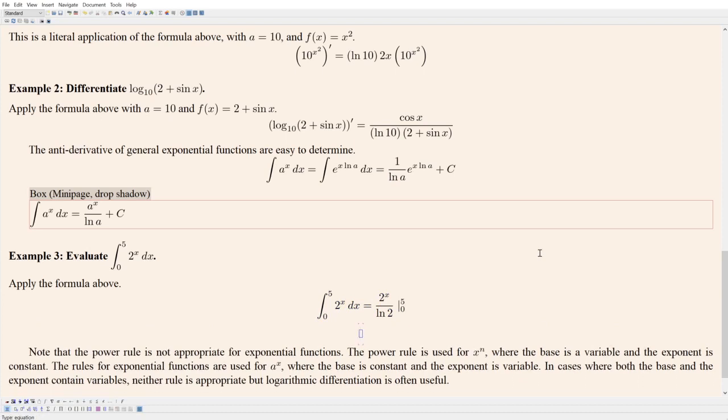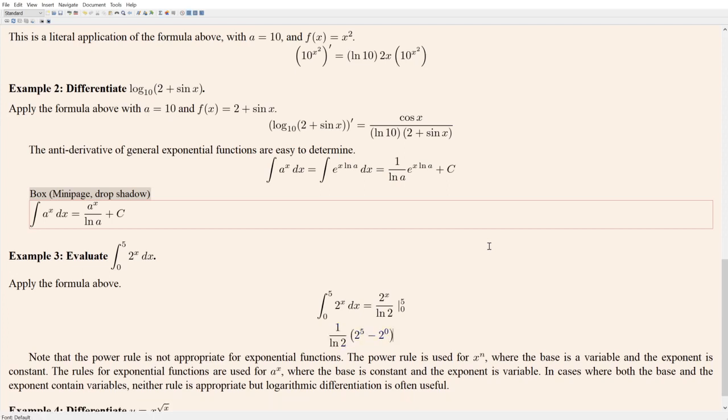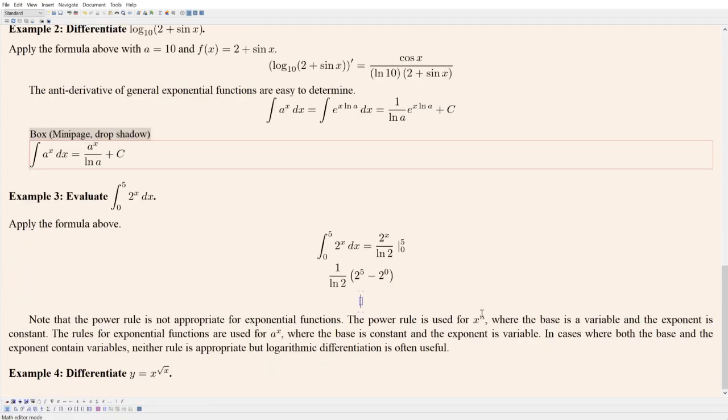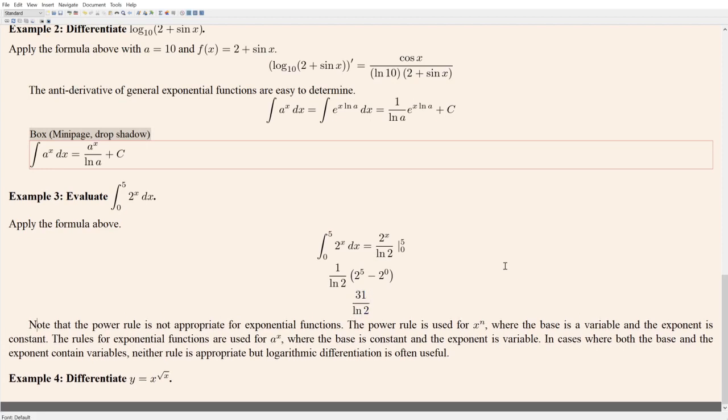So 1 over log 2 is a constant, so let's factor that out. And then we have 2 to the power 5 minus 2 to the power 0. Okay. 2 to the power 5 is 32. 2 to the power 0 is 1. So 32 minus 1 is 31. So our final answer is 31 over log 2. And that's all there is to it.